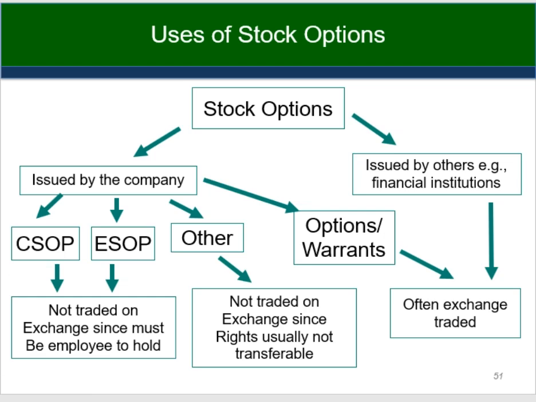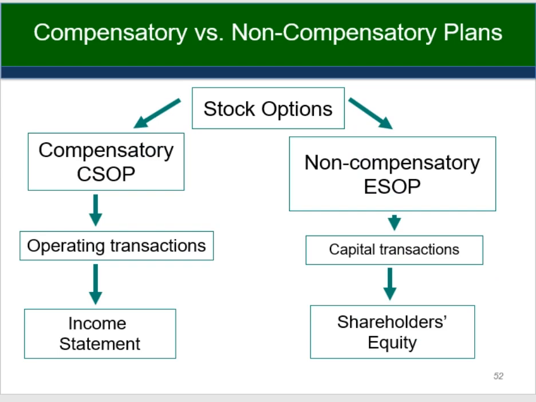Okay, so in terms of accounting treatment, as we said, compensatory stock option plans are treated as operating transactions. Essentially, they must be measured at fair value. So the total compensation expense is calculated based on the fair value of the options expected to vest on the date the options are granted to the employee. So vesting is when they actually get the right to use them. That may not be allowed until they actually retire with the company.